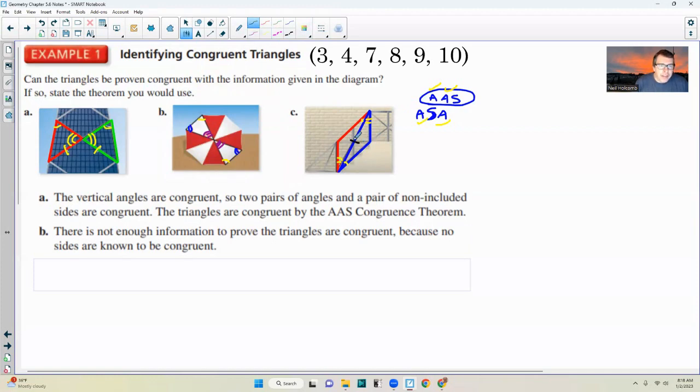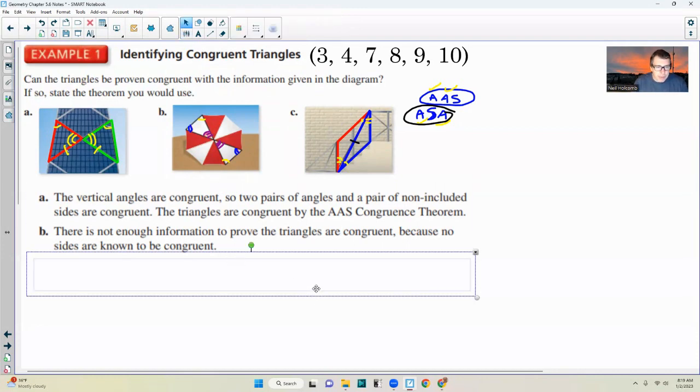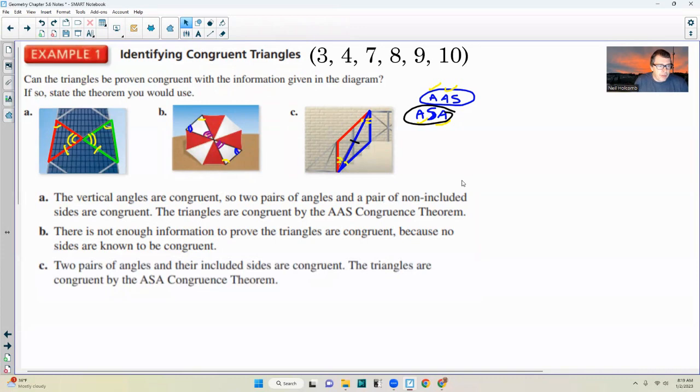So when I look at this, they're sharing that diagonal. So the reflexive property is going to say that that side is congruent to itself in both triangles, and that is in between the two angles that are marked. So it's angle, side, angle. To identify that, we would simply state two pairs of angles and their included side are congruent. Therefore, the triangles are congruent by ASA congruence theorem.